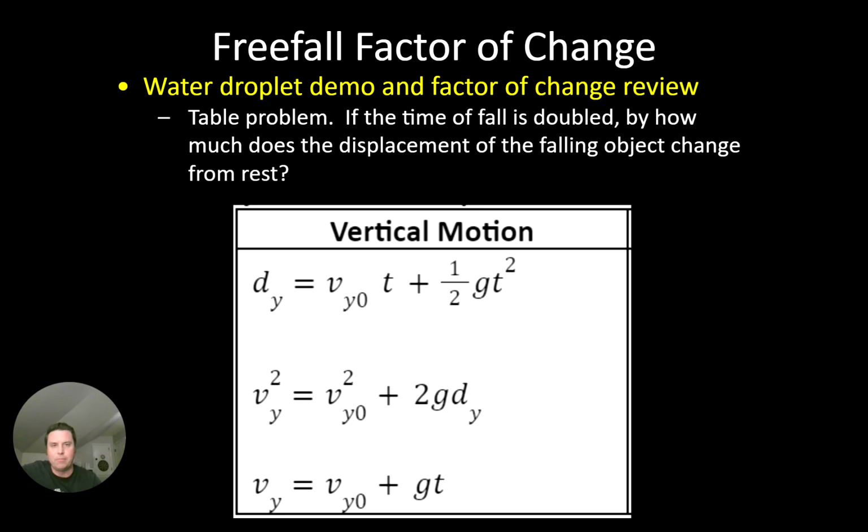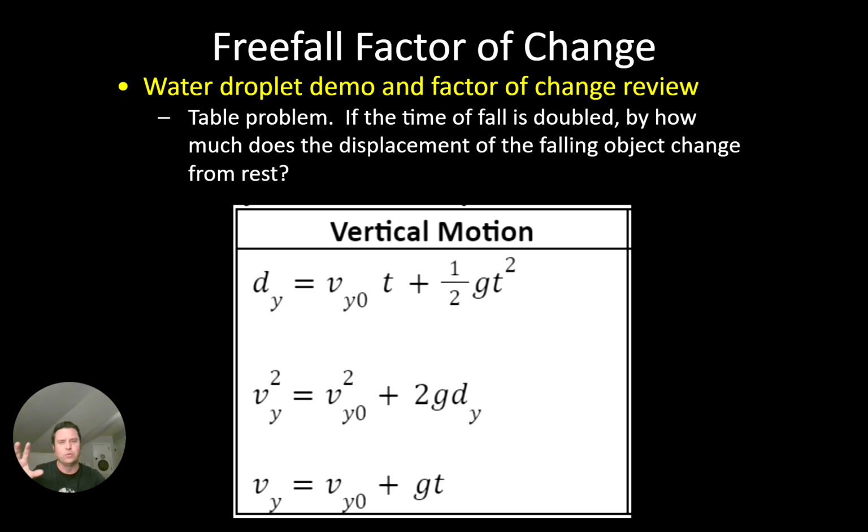If the time of fall is doubled, by how much does the displacement of the falling object from rest change? That's hard to visualize what's going on. So that whole little Ed puzzle I gave you on factor of change is just a quick way to do it. So I got time, displacement, from rest, that's a vi. And it never mentions anything about vf, the final velocity. So you can narrow down the equations. It can't have final velocity in it because there's no mention of final velocity.